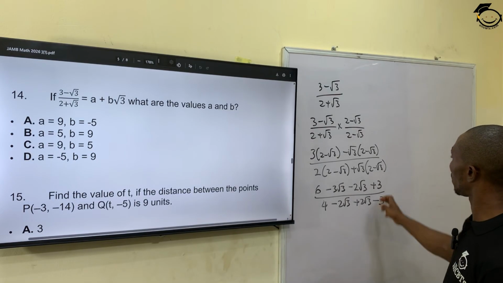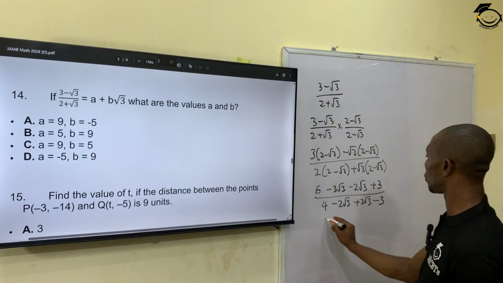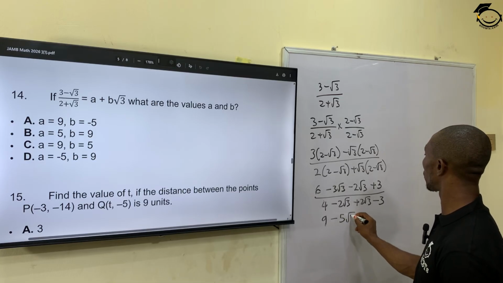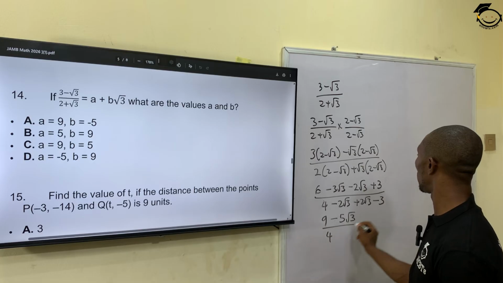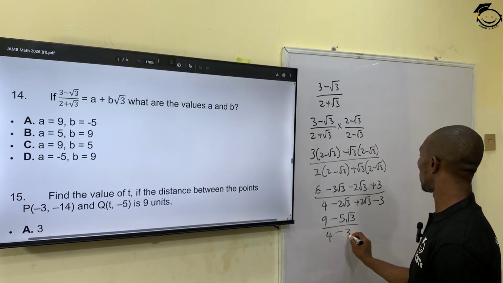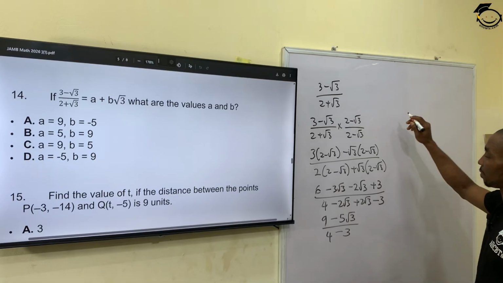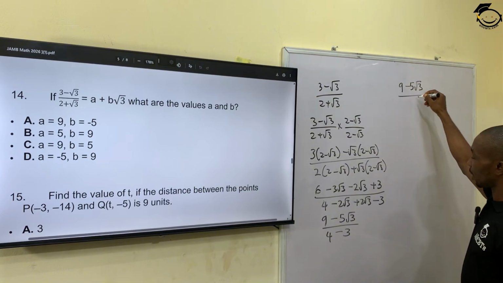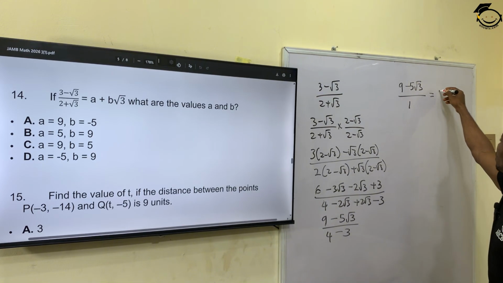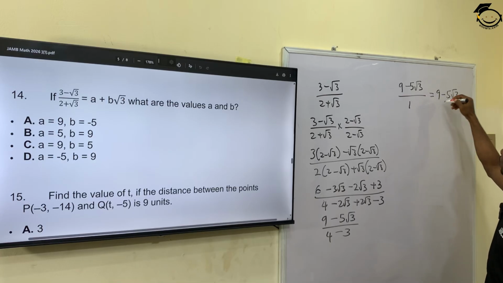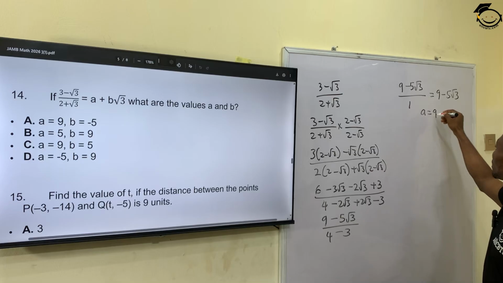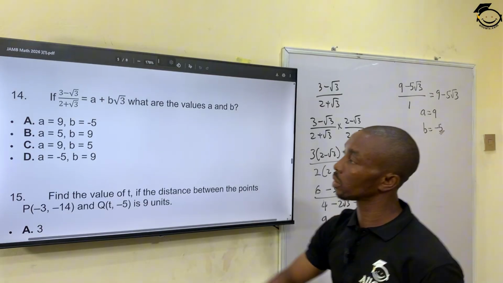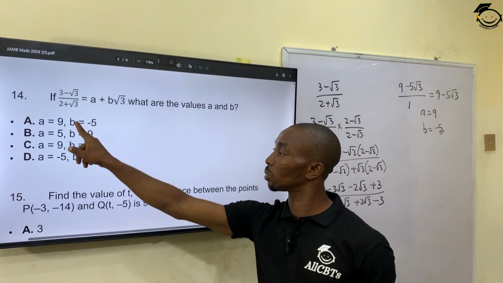Okay, now from here, 3 plus 6 will give us 9. This will be 9 minus 5 root 3 all over 4 minus 3. So from here, we would have 9 minus 5 root 3 all over 1. So our final answer will be 9 minus 5 root 3. So in this case, our A equals 9 and B equals minus 5. Okay, A equals 9 and B equals minus 5, which is option A.